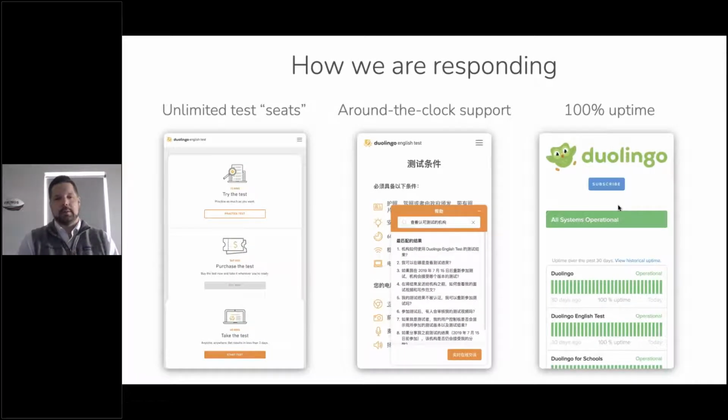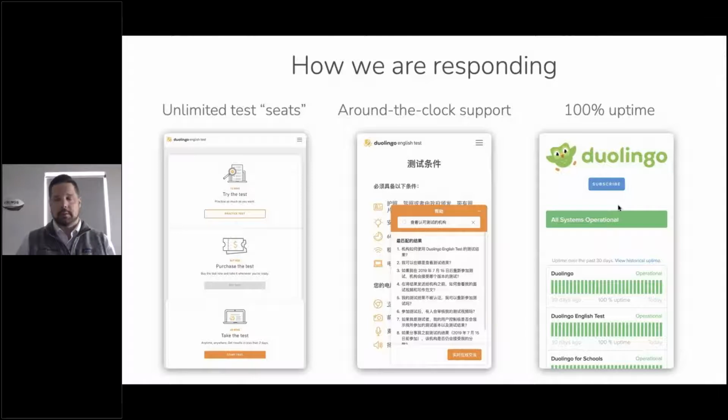So how do we respond? Again, right time, right place, but having unlimited seats really created a perfect scenario for students. So there is no requirement to book an appointment. There's no requirement of seats. You can come do our test 24 hours a day, 7 days a week, no matter where you are in the world. We have around-the-clock support, which I'm really proud of.